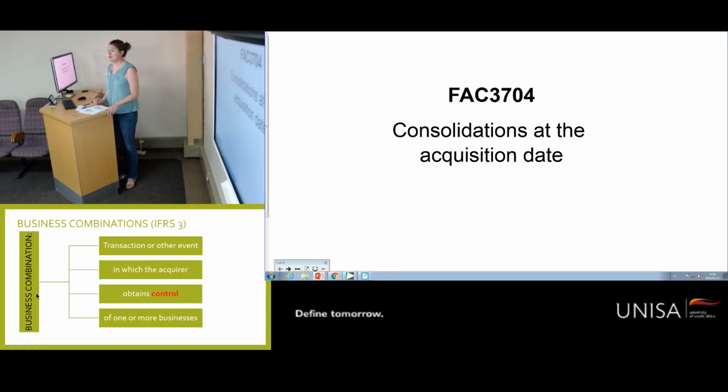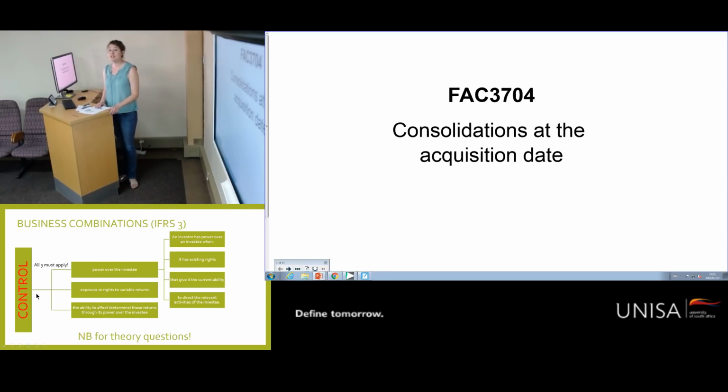First of all, before we start the consolidation process, we need to know when must we consolidate. So how do we know when we must consolidate? Well, IFRS 3 is very specific. IFRS 3 tells us when there is a business combination. Now, what is a business combination? Well, according to IFRS 3, a business combination is a transaction or other event in which the acquirer, being the person who's buying the shares or acquiring the assets, obtains control. Now, I've put that word in red because for this module, the word control and the definition of control is essential. So, obtains control of one or more businesses.